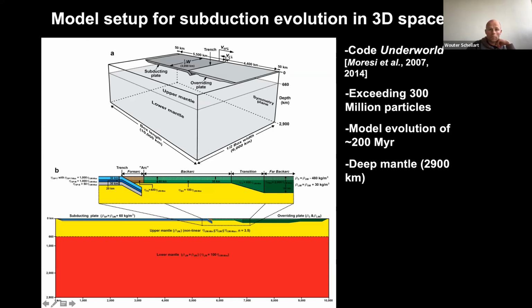So what's the general idea? We have a very large, three-dimensional modeling domain. We have an overriding plate, somewhat mimicking a South American type overriding plate, so a continental overriding plate with a continental crust and a lithospheric mantle, overlying a low viscosity nonlinear upper mantle, and this overlying a lower mantle with a Newtonian viscosity, all the way down to the core mantle boundary at around 2,900 kilometers depth.